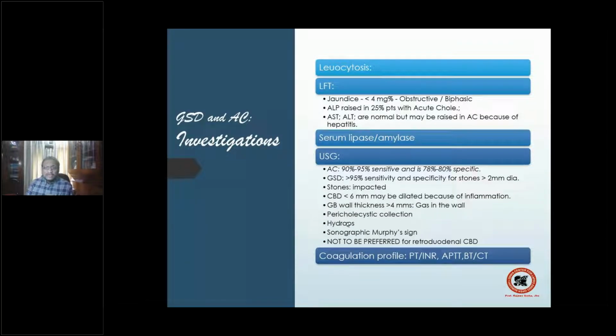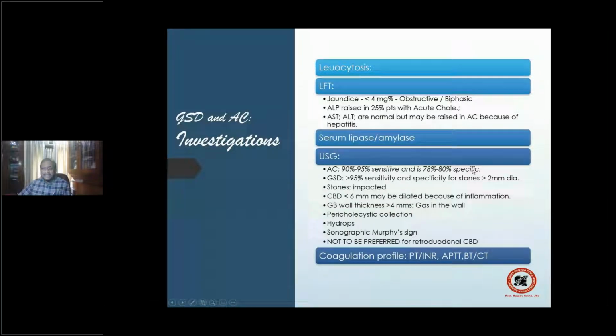The ALP is raised in 25% of patients with acute cholecystitis. Whenever we talk about alkaline phosphatase, we say it's a very important marker for obstruction of the common bile duct. Agreed. But in a patient with acute cholecystitis, even without obstruction, there could be a rise in the ALP in almost 25% of patients. The AST and ALT, which are primarily liver enzymes, are normal, but they could be raised in acute cholangiohepatitis. The serum lipase and amylase should be normal. If raised, then you will start thinking in terms of acute pancreatitis or calculus pancreatitis. Ultrasound is the mainstay of diagnosis, and it is pretty sensitive and pretty specific: 90 to 95% sensitivity, 78 to 80% specificity.